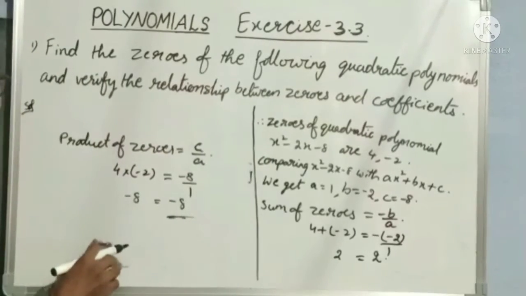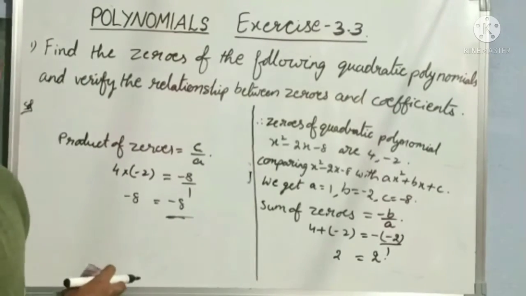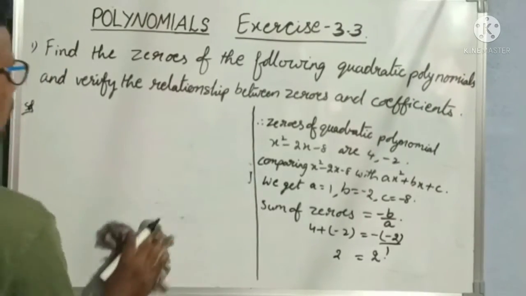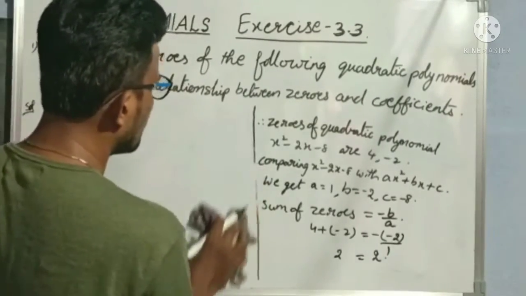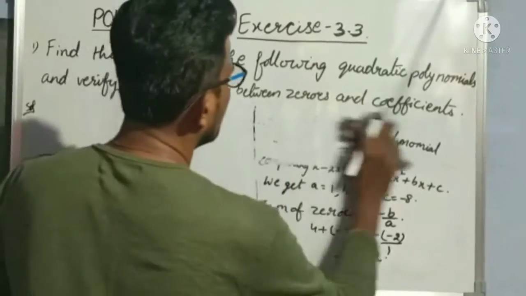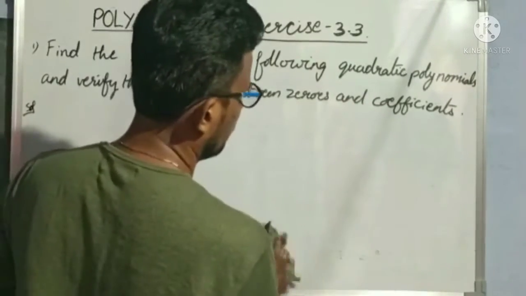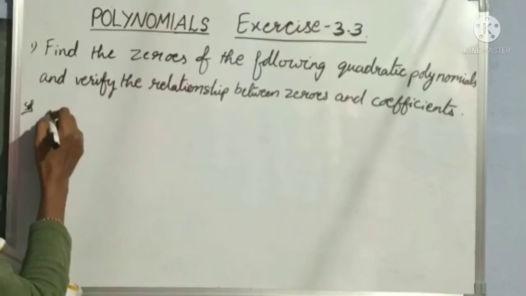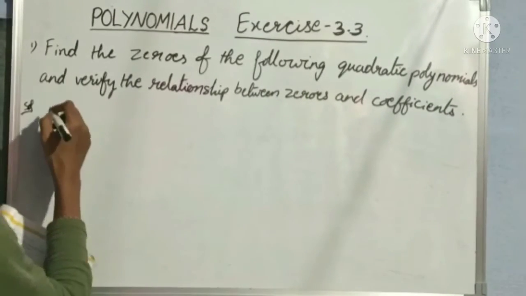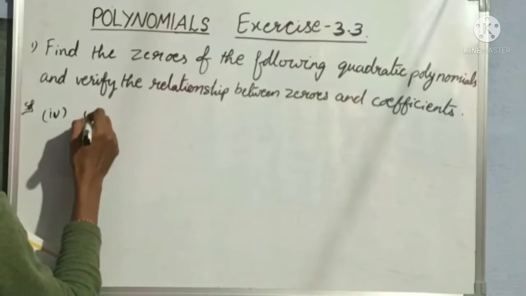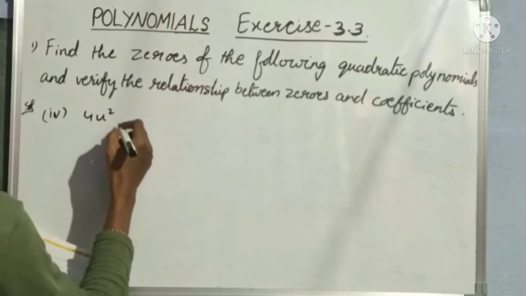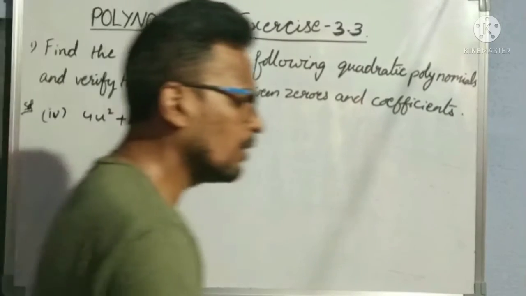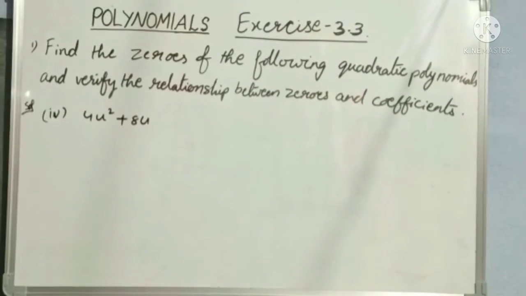Shall I erase this one? Anyone has any doubt up to here? No? Okay. So now let us see one more example. One more problem in this exercise, and after that we'll leave for today's class. So second one, sorry, not second one, this is the 4th one. 4u square plus 8u. Yes, this is our 4th sum in our first problem.